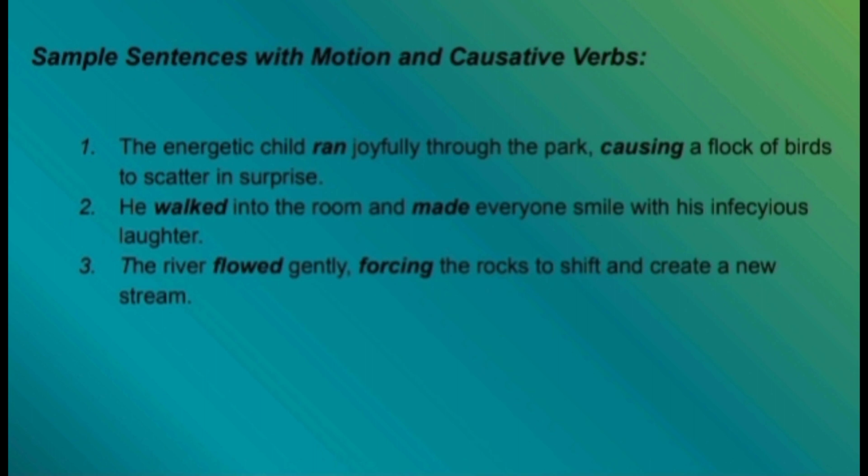The second sentence, he walked into the room and made everyone smile with his infectious laughter. Here, the motion verb walked describes his entrance, and the causative verb made emphasizes his influence in creating a positive reaction. And the third sentence, the river flowed gently, forcing the rocks to shift and create a new stream. In this example, the motion verb flowed characterizes the river's movement, while the causative verb forcing suggests its transformative impact on the rocks.